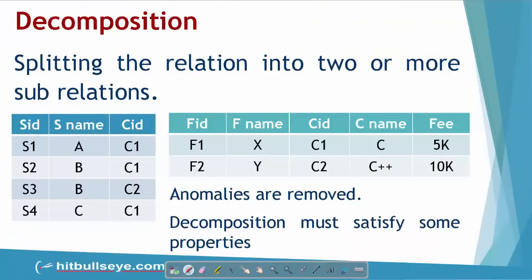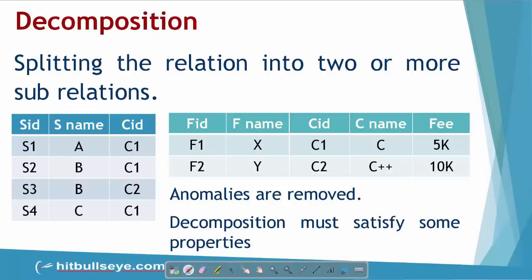So, what is the solution for removing this redundancy? The solution is to decompose the tables. For example, we have split the existing table into two subrelations. Splitting the relation into two or more subrelations is called decomposition. What we did here is we have separated the student relation from the course details. Here we can see that we have two relations. One contains the student details with student ID, student name, and what course the person is doing.